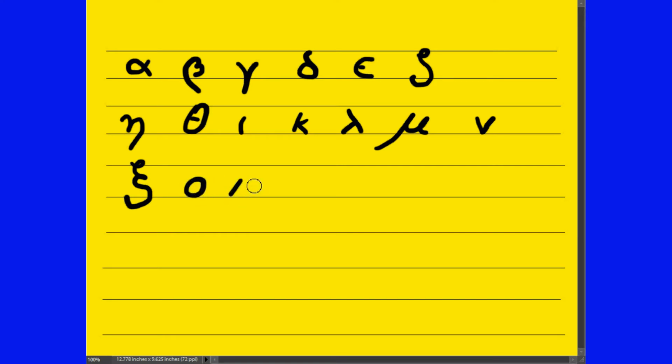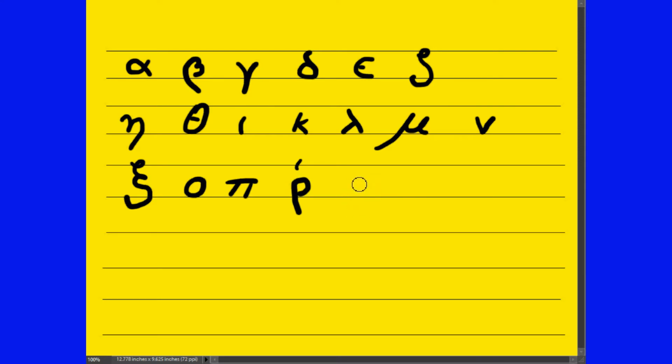Pi, of course you've probably done this from mathematics, looks like that. Rho is the R sound. It looks like a P, but it actually makes the sound of R. By the way, you'll notice when it's the first letter in a Greek word, then it's going to have the rough breathing on it, as if it were an RH sound, we would say.